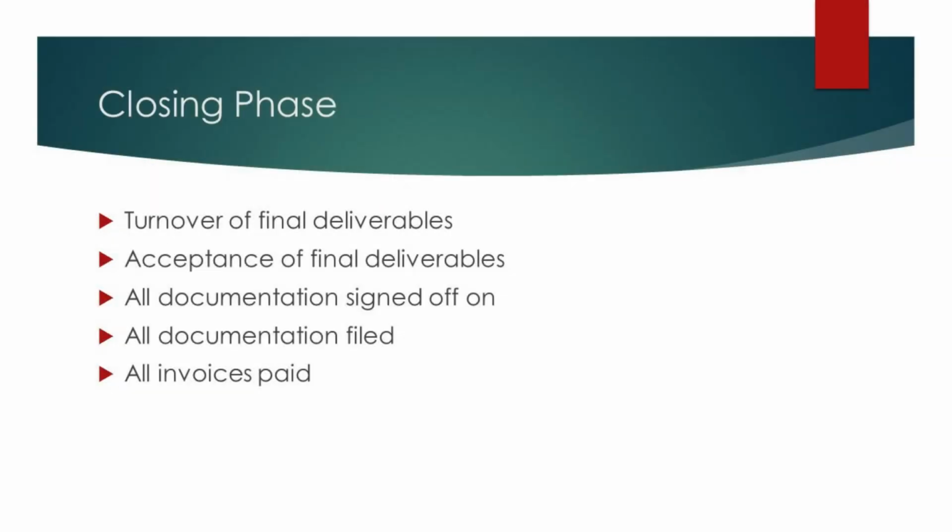The closing phase. The most key component of the closure phase is that the final deliverables get turned over to the requesting entity, and that the requesting entity accepts those deliverables. Next, the project manager ensures that all documentation that needs to be signed off on by the key stakeholders gets signed and stored in the appropriate location. Finally, the project manager also needs to ensure that all outstanding invoices against the project are prepared for payment.